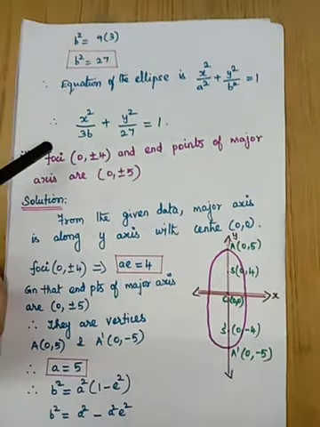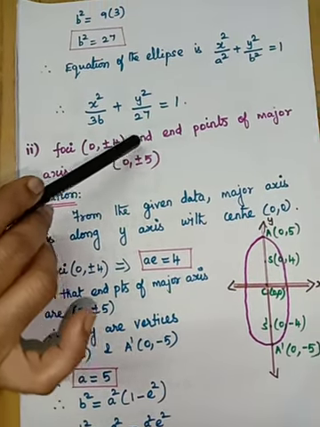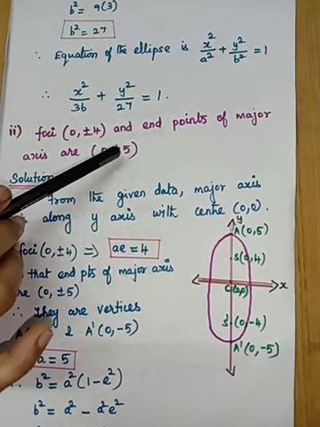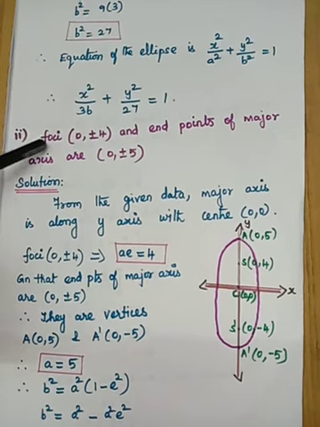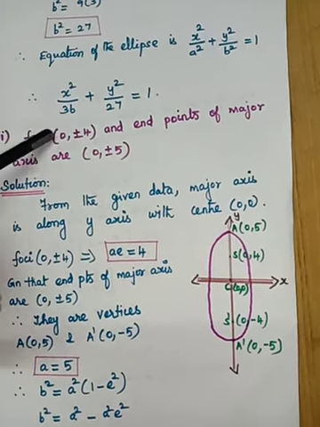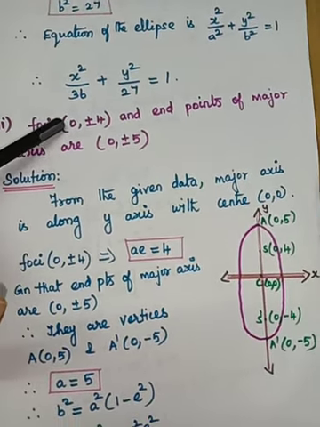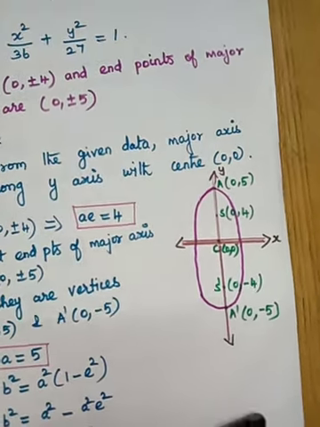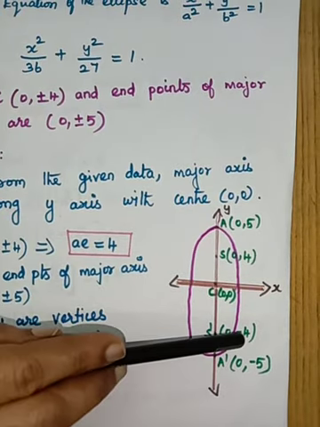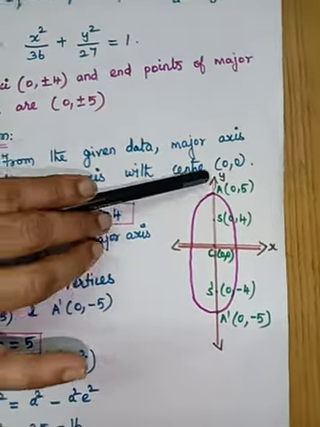Come to the second subdivision. Foci 0, plus or minus 4 and end points of the major axis are 0, plus or minus 5. Foci is given. Look at the foci 0, plus or minus 4. The x coordinate of the focus is 0, so it will be on the y-axis. Here I have marked on the diagram: 0, 4 and 0, minus 4. It is on the y-axis.